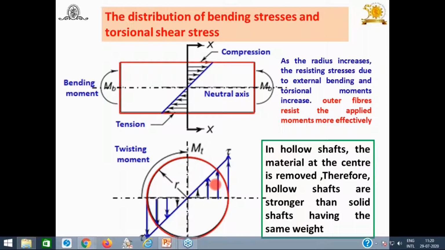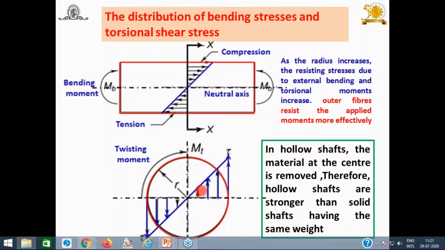Try to understand, for the same material. So this is the logic why we go for the hollow shaft and convert solid shafts into hollow ones: because of the stress distribution, which is zero at the neutral axis in twisting as well as in bending. And the maximum stresses are induced at the outer fiber, the outer side. That's why we can easily convert the solid shaft into a hollow shaft. This is the main logic behind it.